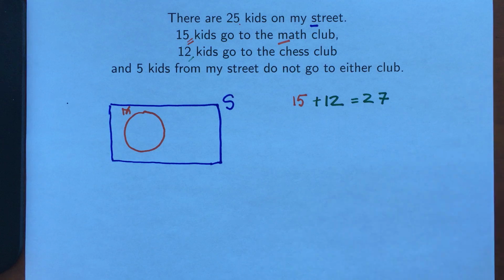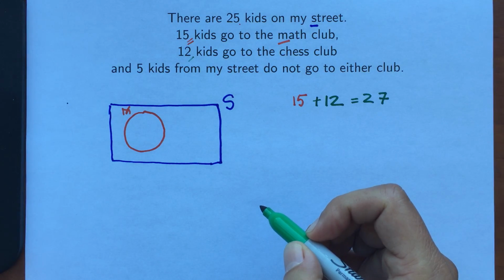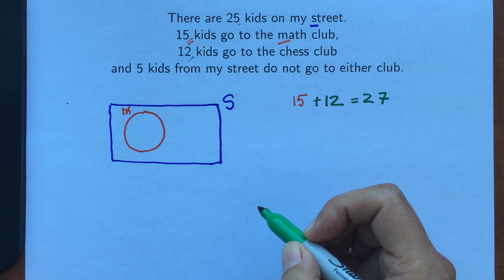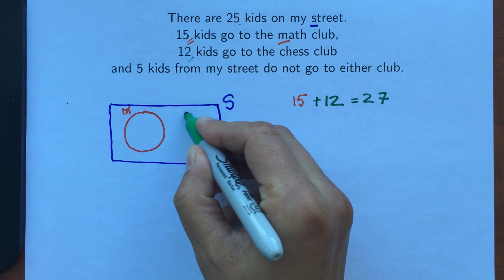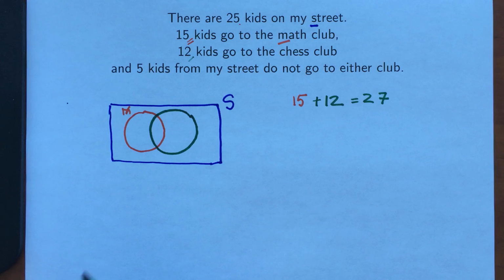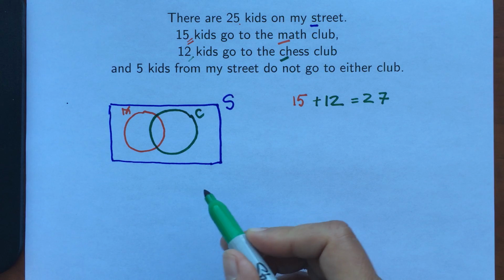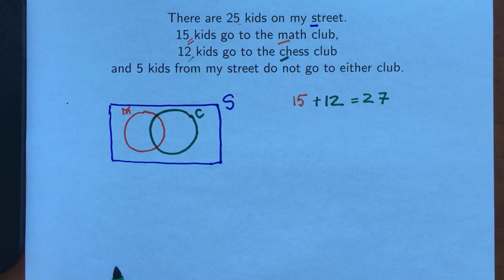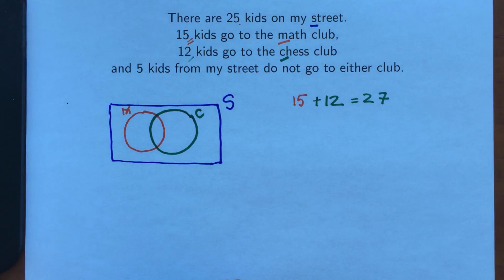Well, we already have a problem in the sense that now we account for 27 kids, but there's only 25 kids on the street. So how can we deal with this problem? The only way to deal with this problem is that we have to represent the kids that go to the chess club, say with another circle, this green circle. Let's call it the circle C, from chess. But this green circle will have to overlap the red circle. Otherwise, we will represent already 27 kids, which is more than 25.